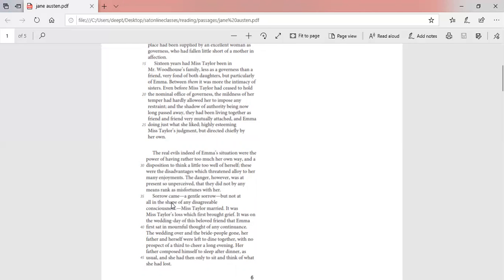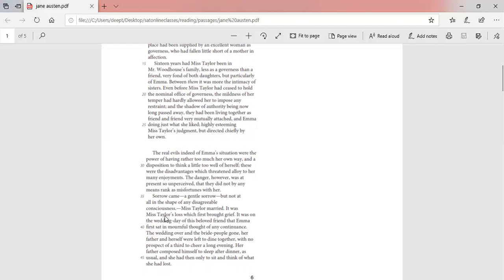Sorrow came, shape of disagreeable consequence, Miss Taylor married. So first paragraph, sister married. Did I have sorrow? Nothing. Mother died. Did I have sorrow? I mean, there might be sorrows, but it's not mentioned. So we will not assume that there were sorrows. Next one over here, sorrows came. It's written, so we will believe in it. So if somebody is dying or somebody is getting married, we will not assume anything until the author has said. Here the author said, so now sorrow came because of the marriage.